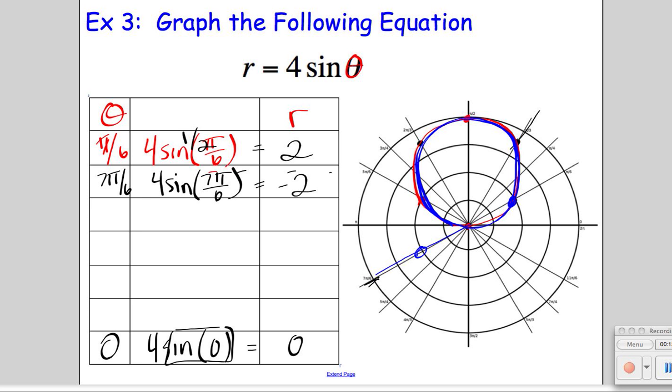Now we're going to plug in 8 pi over 6, which is 4 pi over 3. And that's down here. The sine of 4 pi over 3 times 4 will be negative 2 square root of 3. Again, negative 3.5. So again, this one will start down here at 3.5, but then we have to go to the other side, and we're going to land up here. So this pattern is already repeating itself, therefore we are done with the function.